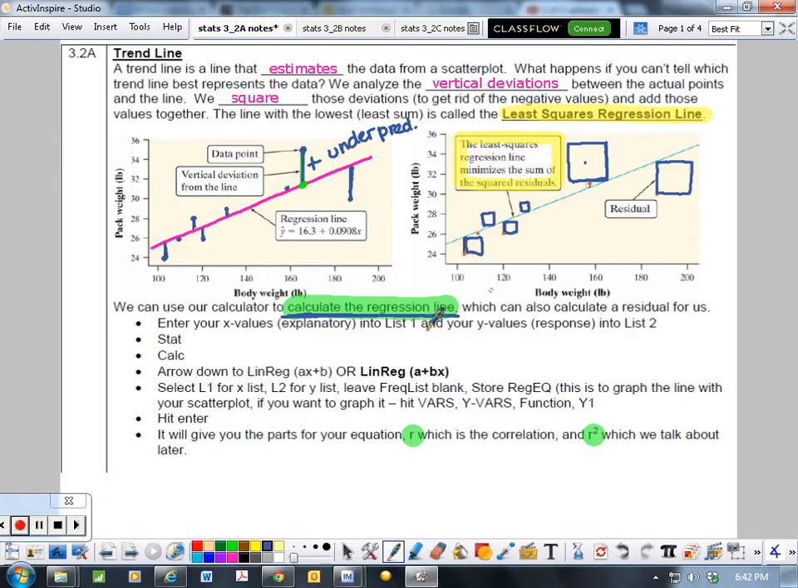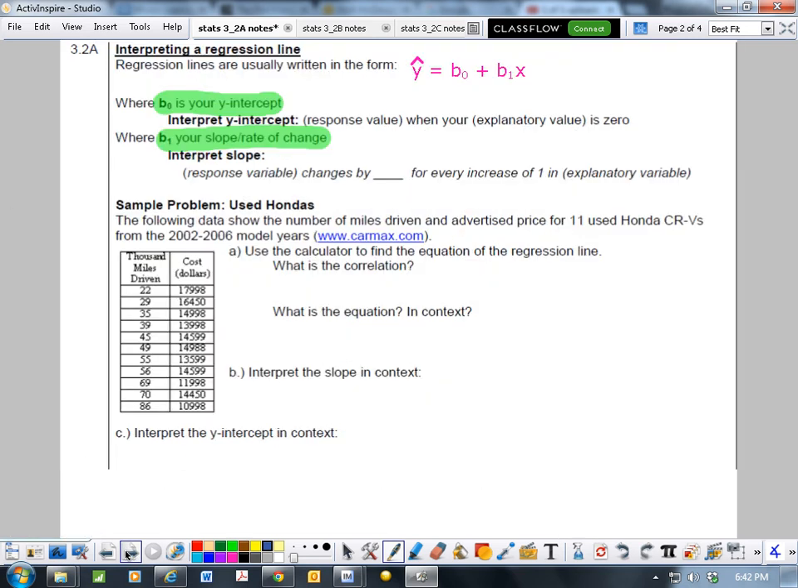So let me go back to here. These are all of our different directions for doing this. But I'm going to go ahead and go to the problem, and we're going to show you how to do it with the problem on the calculator.